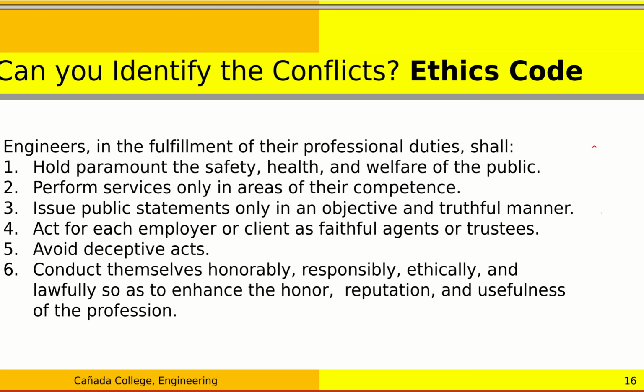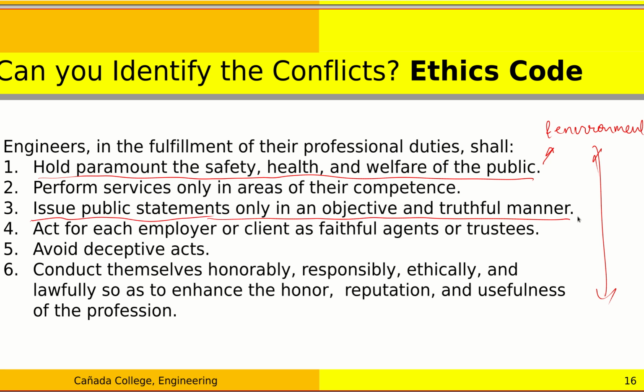So let's see, you pull up your code of ethics, you look through them, and you start seeing that the number one item here is to hold paramount the safety, health, and welfare of the public. And this is also public and the environment. Clearly you see that you have this already stated in the code of ethics. And then you see there's another one here: issue public statements only in an objective and truthful manner. This also seems to be relevant to the case of interest, right?